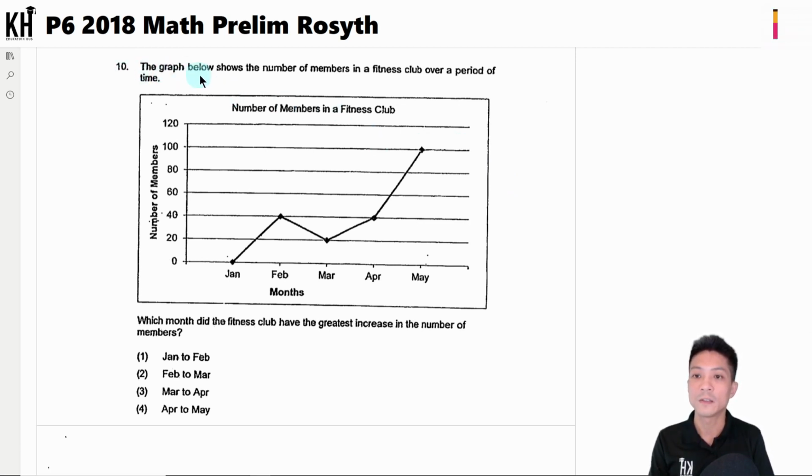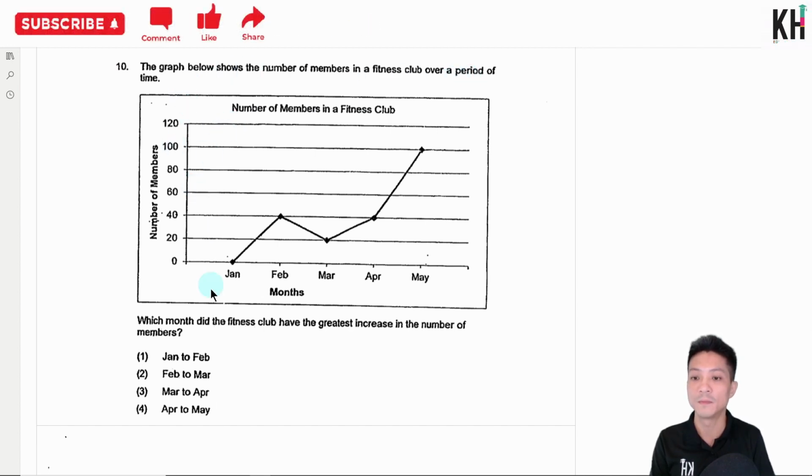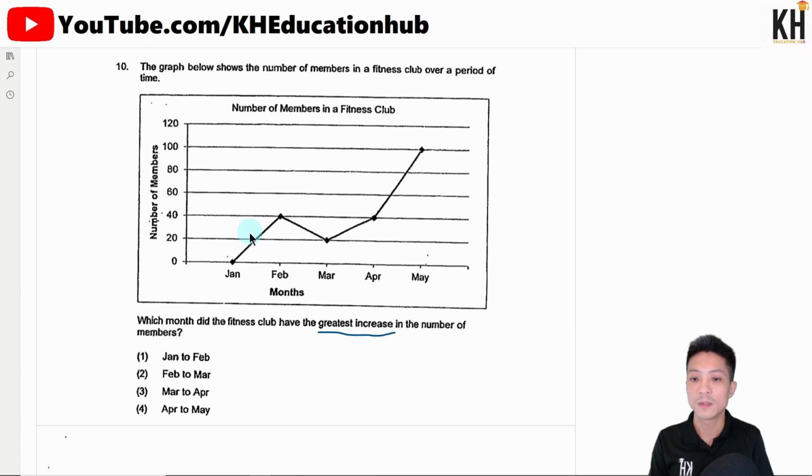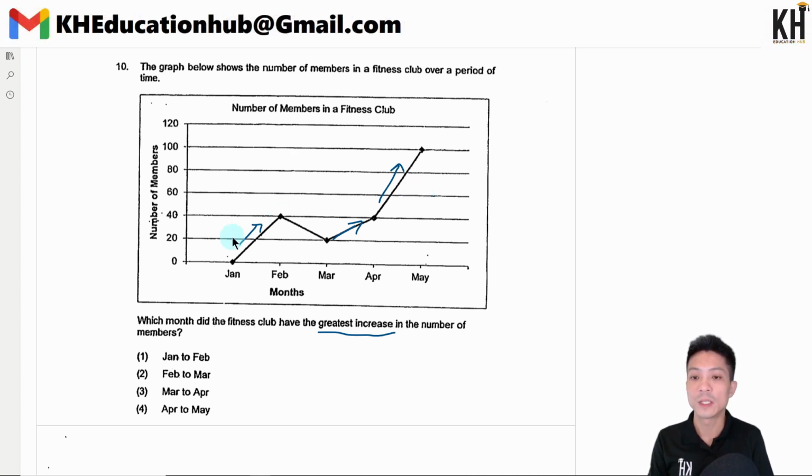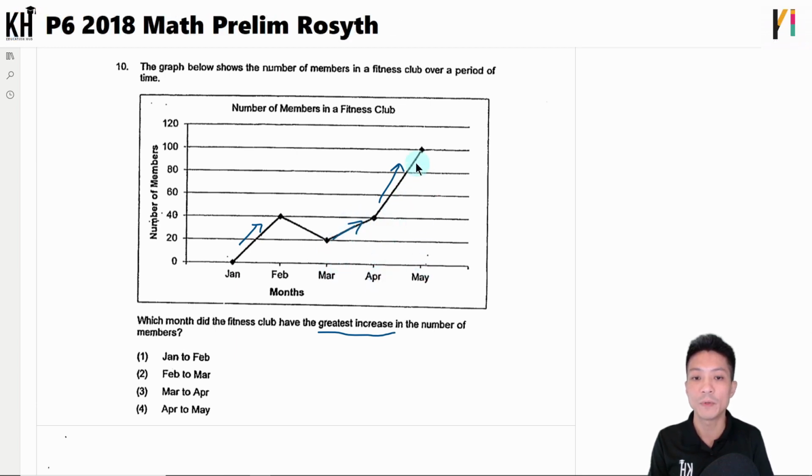Question 10. The graph below shows the number of members in a fitness club over a period of time. In which month did the fitness club have the greatest increase in the number of members? Increase is only over here, and over here. So we can use the number of bars to gauge which one has got the greatest increase. In Jan to Feb, there's only 2 bars. March to April, there's only 1 bar, and April to May, there's 3 bars. So April to May is the answer, which is number 4.